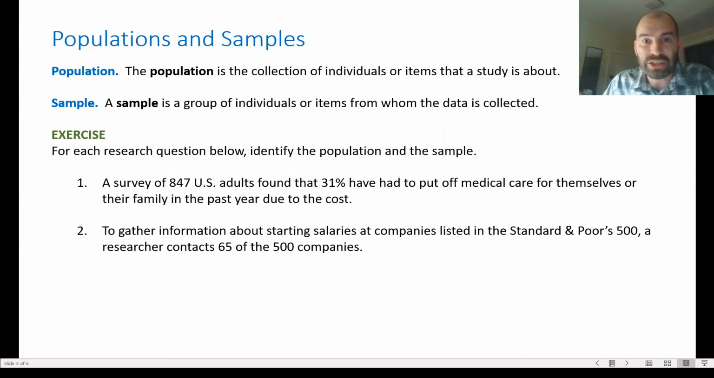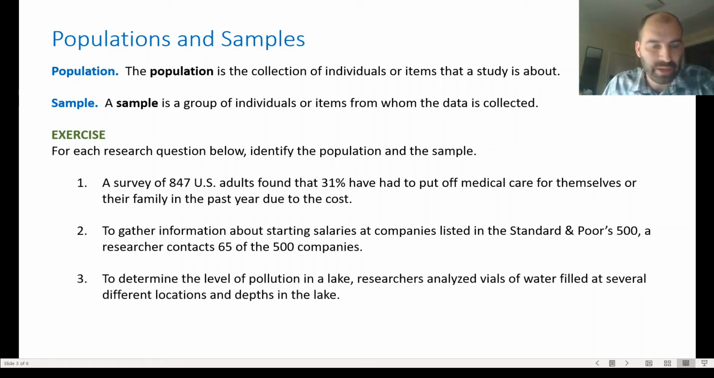What's the population? Well, let's see. To gather information about starting salaries at companies listed in the Standard & Poor's 500. So we're only talking about the Standard & Poor's 500. So that's the population. The population is the companies in the Standard & Poor's 500. Okay, next example. To determine the level of pollution in a lake, researchers analyzed vials of water filled at several different locations and depths in the lake.